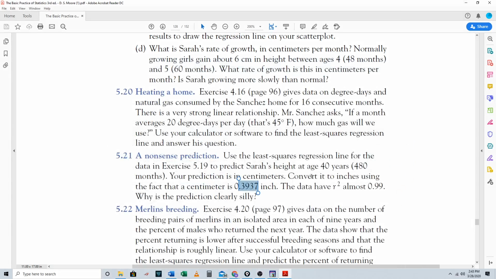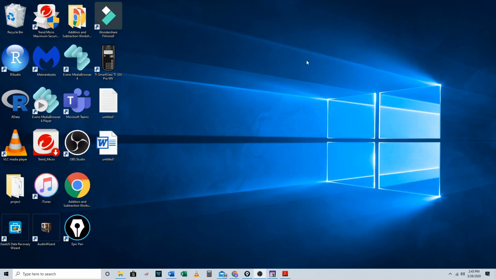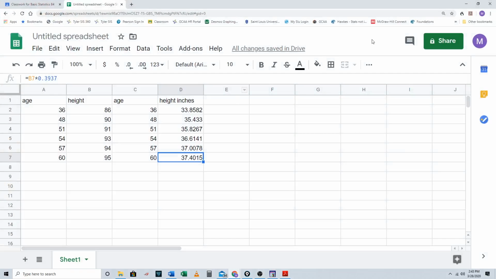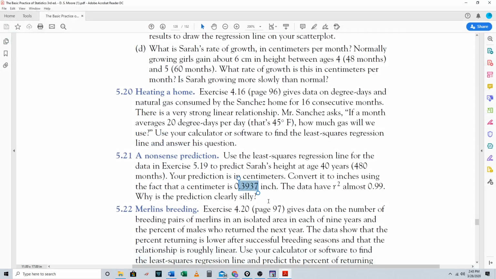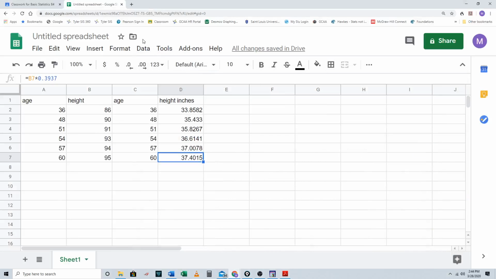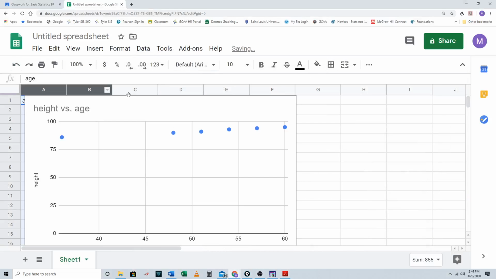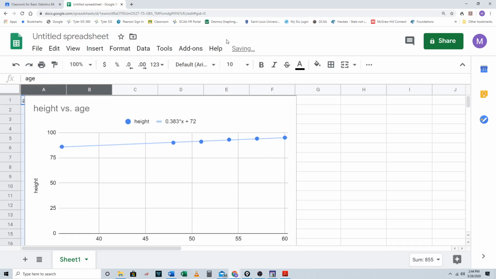All right. So the question is, convert inches using the centimeters. Have the data have r squared and so on. Why is the prediction clearly silly? So predict your age at 40 years. Okay. So I reread this question all wrong, because what they have here is convert your final result by that. So we're going to use that equation we had before. Oh, there we go. There's the equation. So I'm going to use the equation and plug in 40 years.